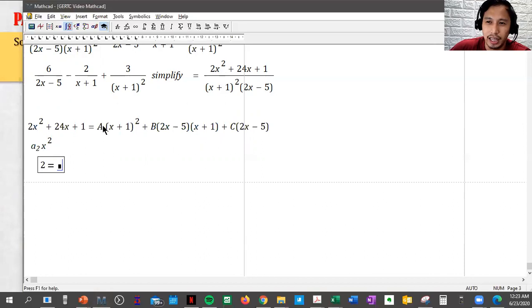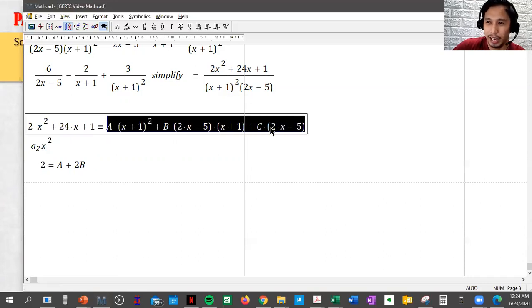Diba, we can get that here. Now, if we are to expand this, that will become ax squared. You see that? Okay? Then plus, there is also x squared here: 2x times x times b. That is also x squared. So this 2 must be equal to a plus 2b at the right.